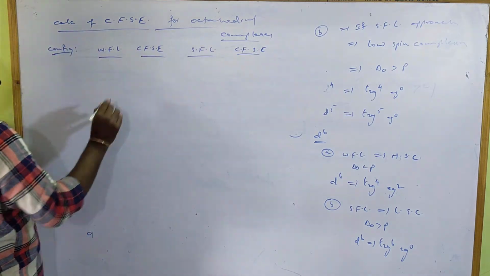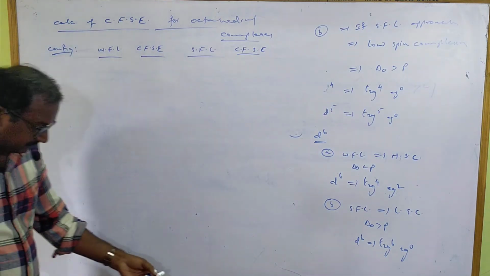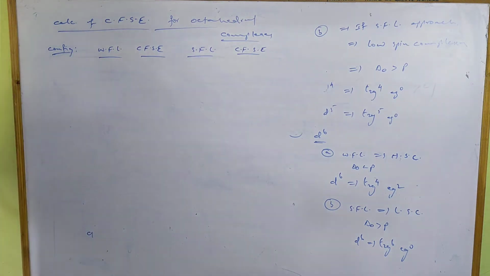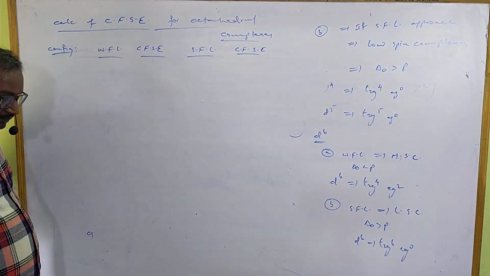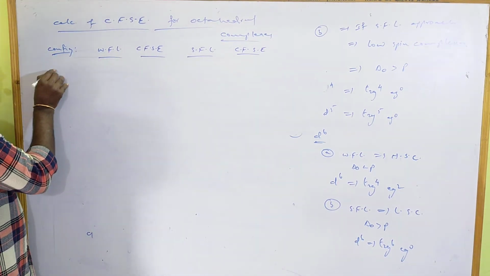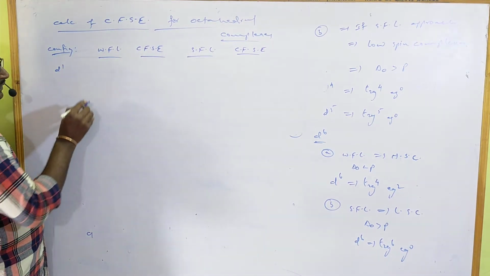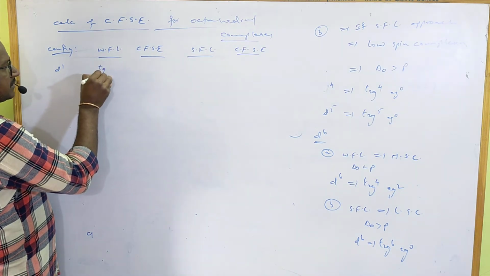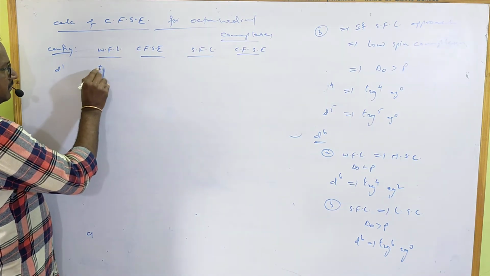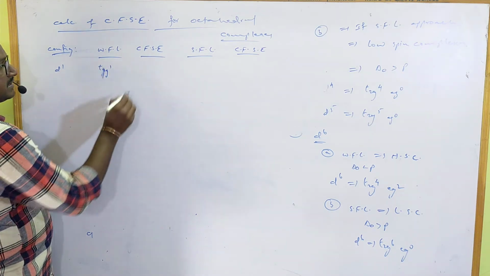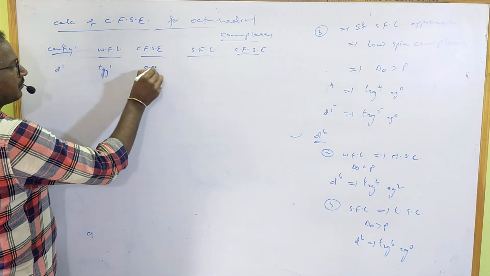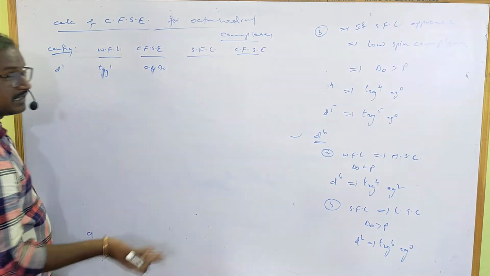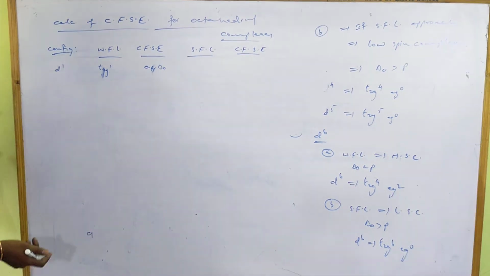Like this, let's take a 5 column table. Once again I am saying, if weak field ligands are there, what is the CFSE? If a d1 configuration is there, the configuration becomes, in weak field ligand, t2g1 and CFSE 0.4, so 0.4 delta O. Energy will be released because less energy will be there for that.